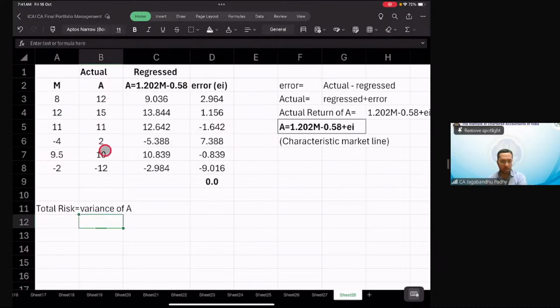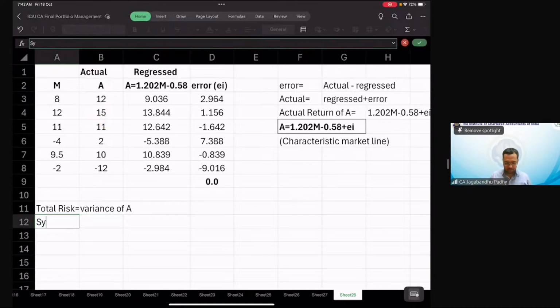The way the actual return of A is changing, the variance or the standard deviation square of A, is actually the total risk of the security. The variance of A is the total risk of the security. Then, what is the systematic risk?